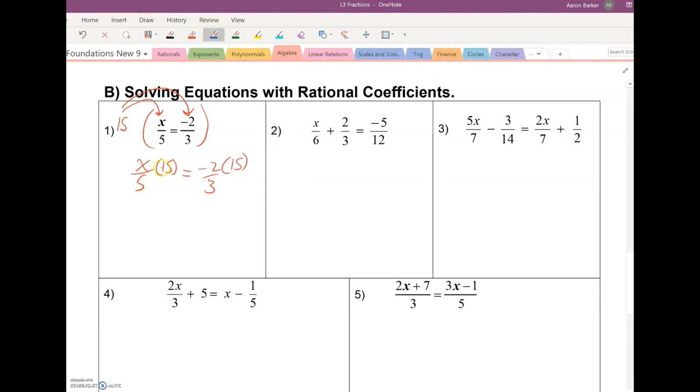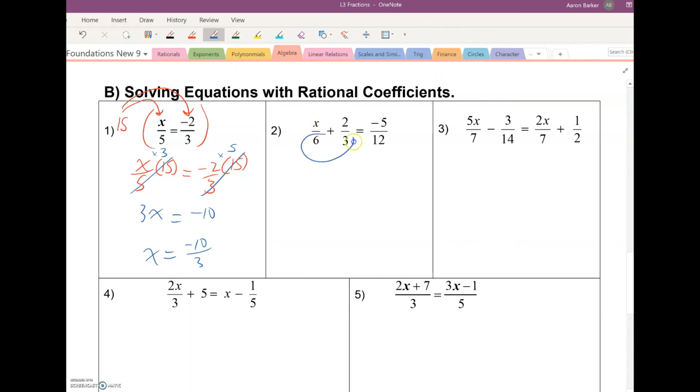So now I go and cancel. 15 divided by 5 is 3. 15 divided by 3 is 5. And I get 3 times x, which is 3x. And negative 2 times 5, which is negative 10. So then divide by 3, and we get negative 10 divided by 3. Final answer, it's a fraction. Actually, all your homework won't be fractions, but you might get a few in here.